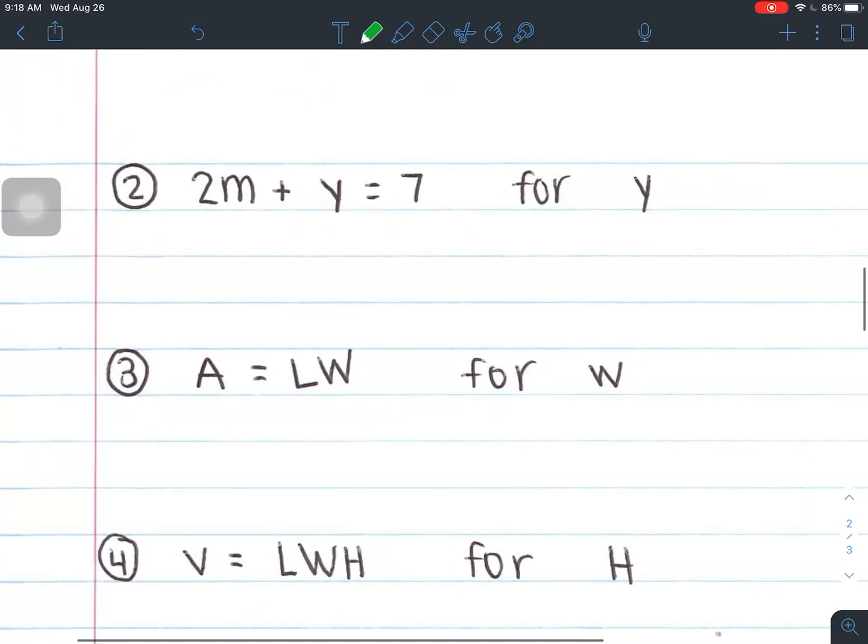All right, number 2. 2m plus y equals 7, and we're asked to solve for y. So I'm going to go ahead and highlight the variable that I want to isolate myself.